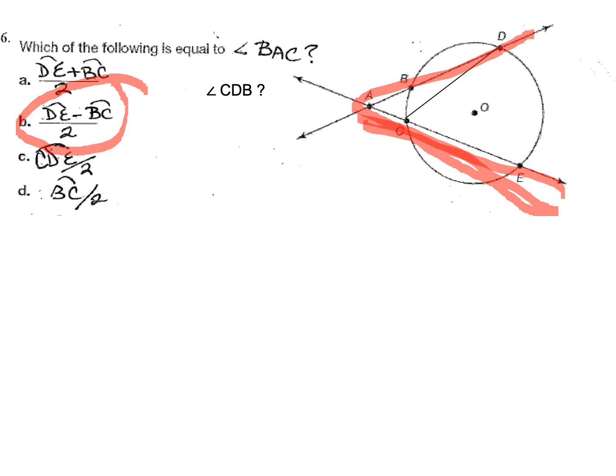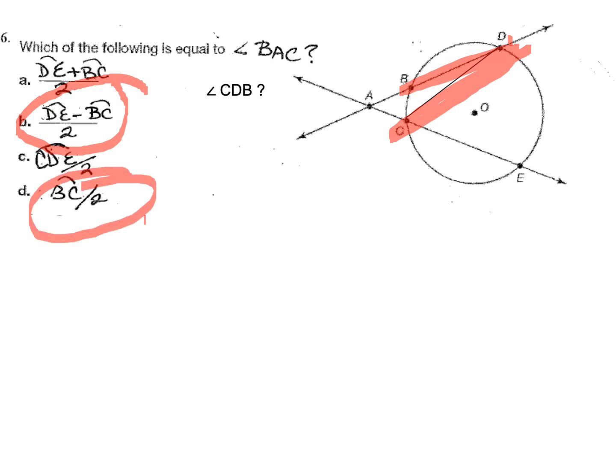Or if I give you a little extra twist to it, what about CDB? Where is CDB? I can't see what it is on mine. They're too small on that screen. Yeah, CDB. What kind of angle is that? That's on the edge at D, so that is an inscribed angle, so all you're doing is taking half of the arc. What arc is it? BC. So BC divided by 2. That will be the answer. And that will go with that one. So let's just say picking out the formula for it. What's the formula that goes with it?